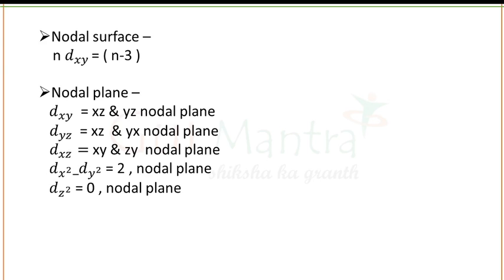Now if you want to calculate the nodal surface where l equals 2, or for the d subshell, you can calculate it by the simple formula of putting the value of n, the principal quantum number, minus 3. You can also calculate the nodal plane. You have to remember these, but the very important one is dz square, which has 0 nodal plane, which does not have any nodal plane.